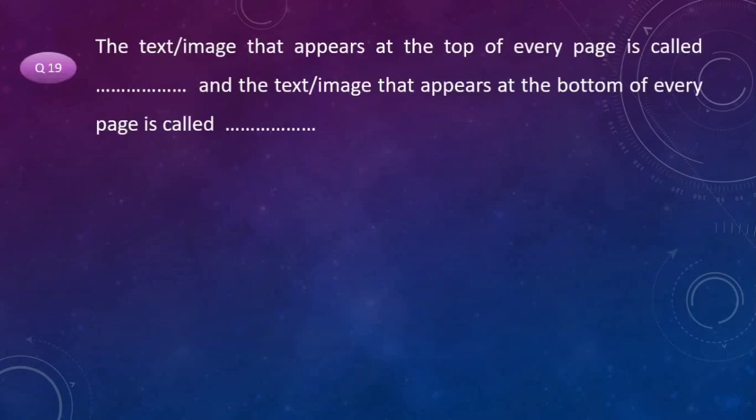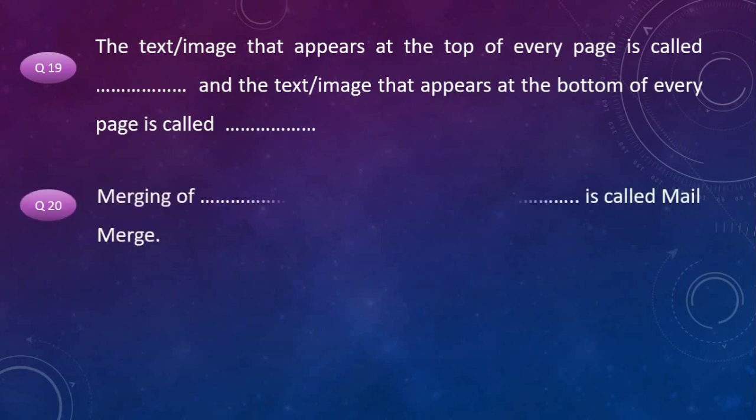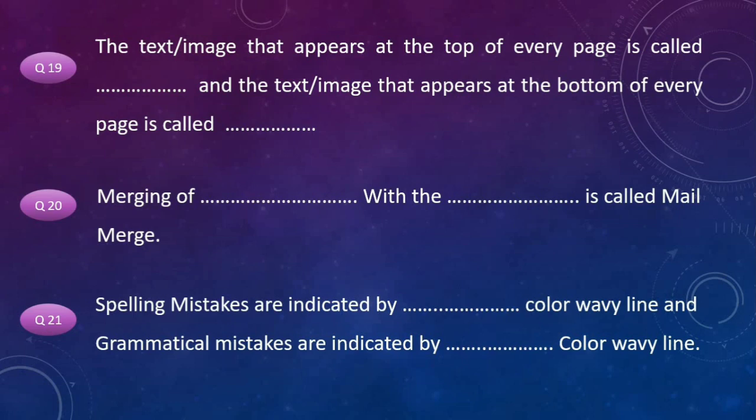The text or image that appears at the top of every page is called dash and the text or image that appears at the bottom of every page is called dash. Next one. Merging of dash with a dash is called mail merge. Spelling mistakes are indicated by dash color wavy line and grammatical mistakes are indicated by dash color wavy line. Shall we check for the answers?